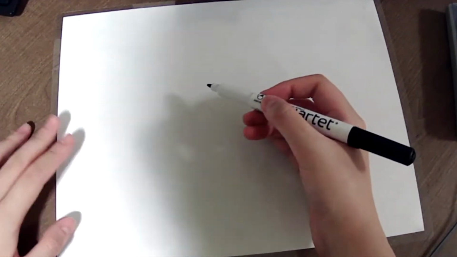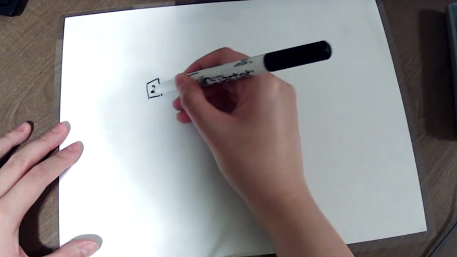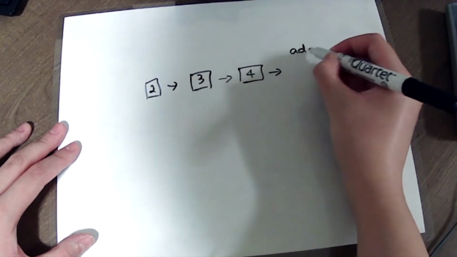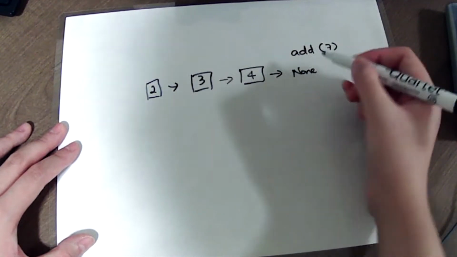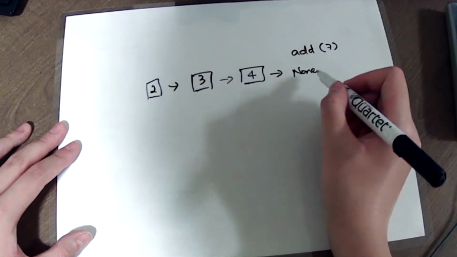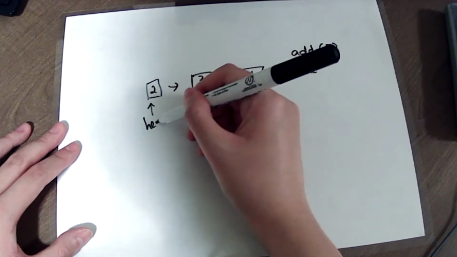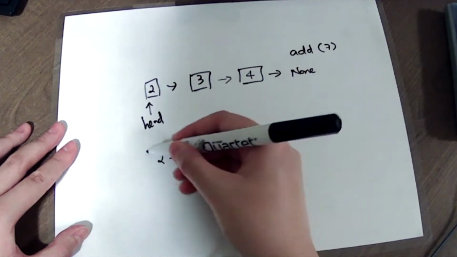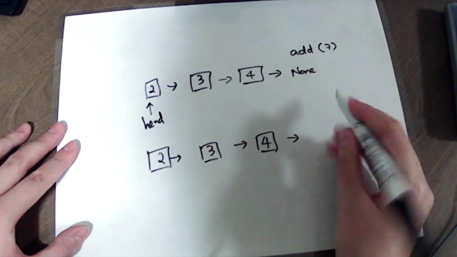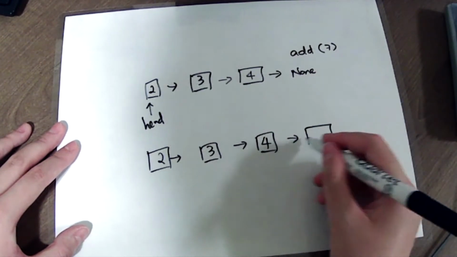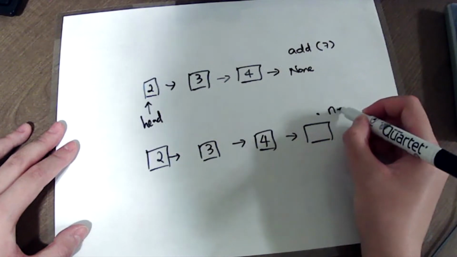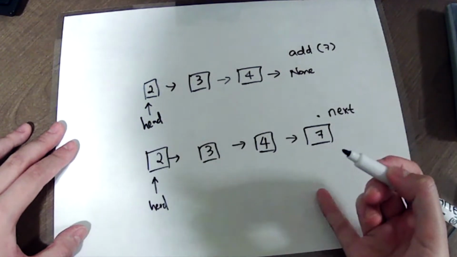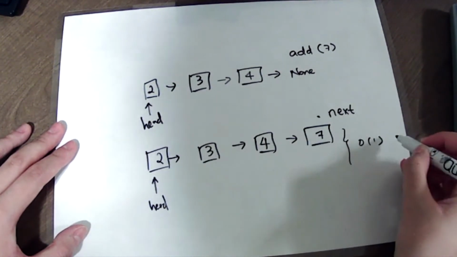Another thing is adding a new element to the end. Let's say I have 2, 3, 4, and I'm trying to add 7 here, and this is currently None because node 4's next is None, right? So this is head, and I'm trying to add 7. What you do is go through 2, 3, 4, and then we update the end by doing dot next, right? And then we have 7 here, and this is still head. Do you really think this takes O of 1 runtime?